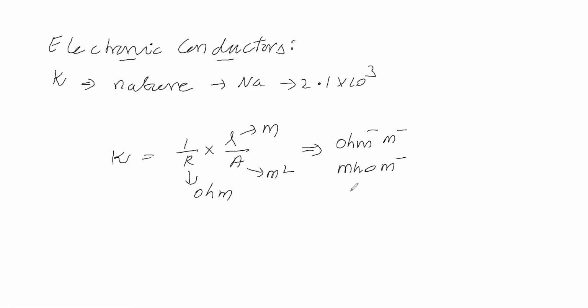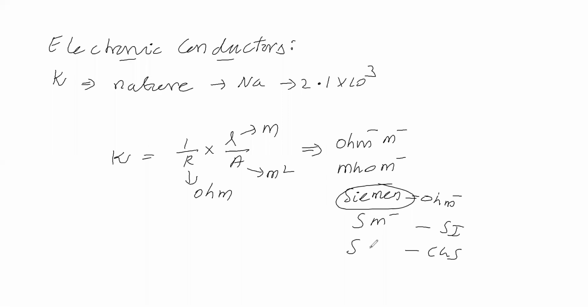Per ohm is also called Siemens. Therefore, in place of per ohm we can substitute Siemens, with per meter, in the SI system. In the CGS system, we write Siemens as it is and per meter as per centimeter. Therefore, the unit of kappa is Siemens per meter.